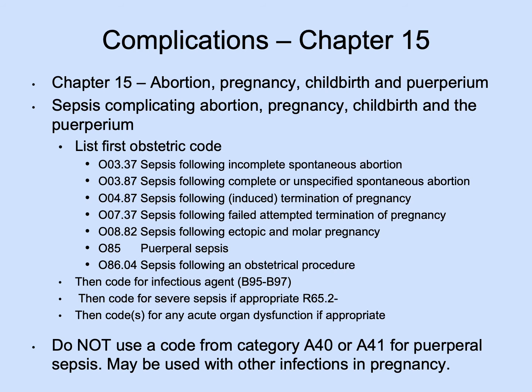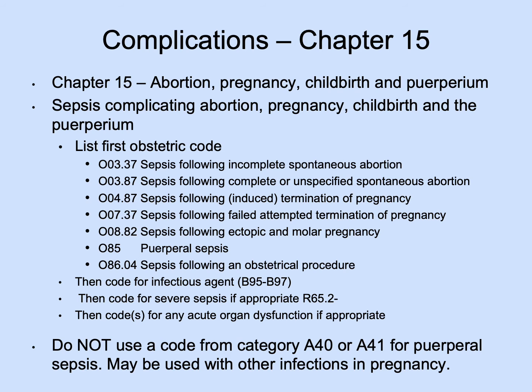In this chapter, we're back to sepsis. This is chapter 15, abortion, pregnancy, childbirth, and puerperium. Sepsis complicating abortion, pregnancy, childbirth, puerperium. Okay, so list first obstetric codes. Remember, obstetric codes trump everything. So you have sepsis following incomplete spontaneous abortion, sepsis following complete or unspecified spontaneous abortion, sepsis following induced termination, sepsis following failed attempted termination, sepsis following ectopic and molar pregnancy, puerperal sepsis, sepsis following obstetric procedure. So those are the codes where you might find sepsis.